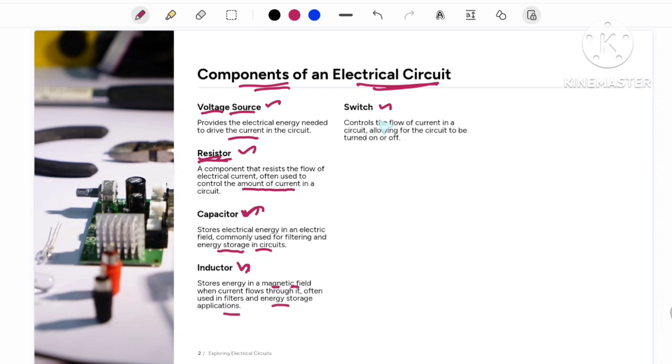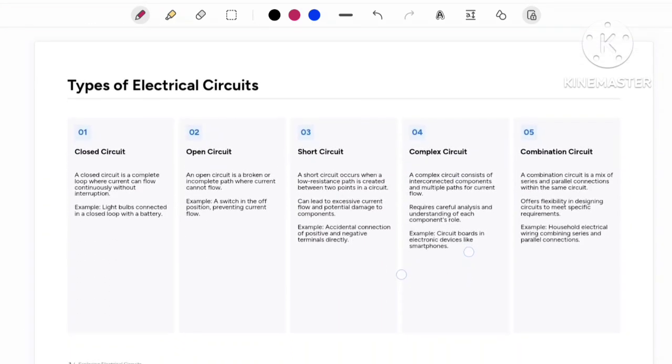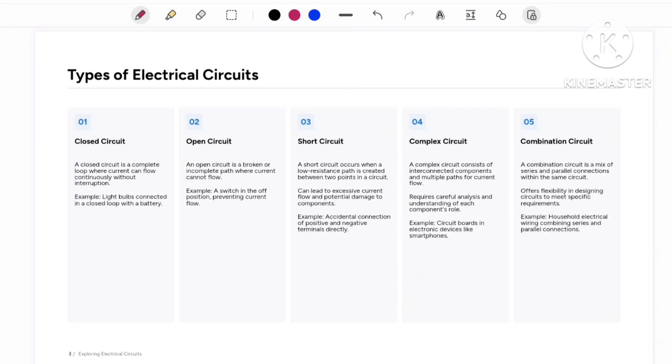So move on, fifth one, switch. Why are we using a switch in an electrical circuit? It controls the flow of current in a circuit, allowing the circuit to be turned on or off, right? So move on to the next slide. It is a very interesting topic.